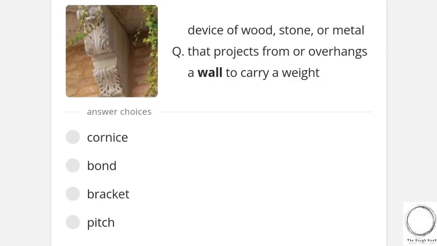So let's start with the first question, that is, what is a device of stone, wood or metal that projects from or overhangs a wall to carry a weight? And the options are cornice, bond, bracket and pitch. And the right answer, if you look at the picture, is bracket.